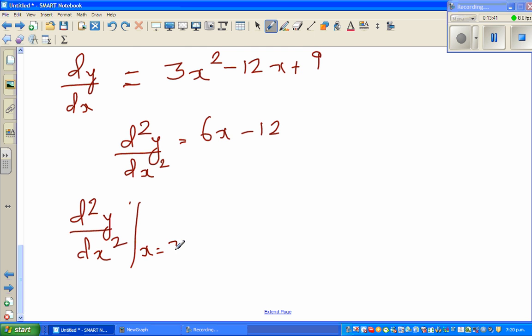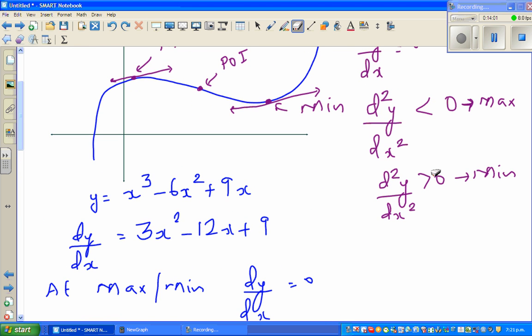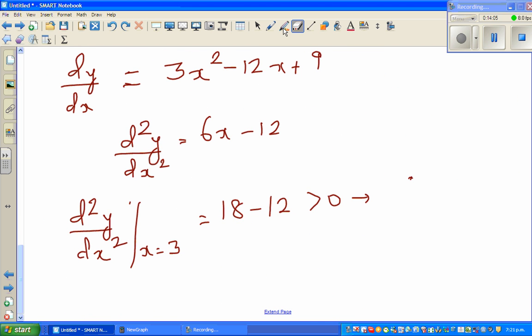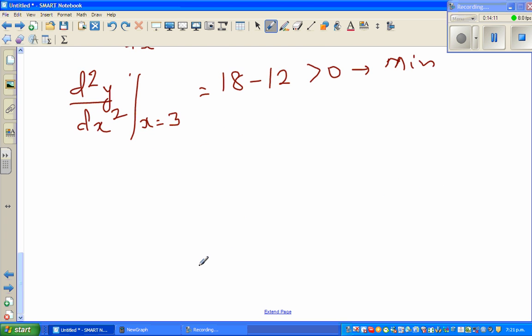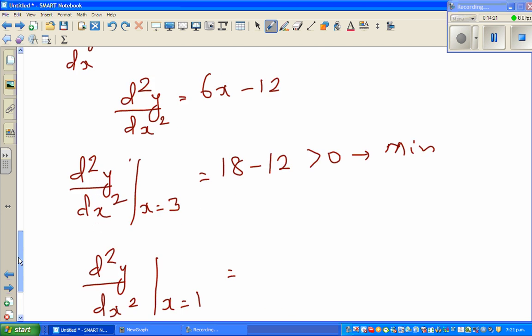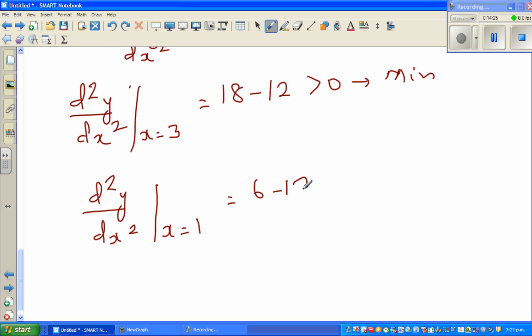Let me find d squared y by dx squared when x is equal to 3. This is 18 minus 12, which is greater than 0. When it is greater than 0, this point is your minimum. Now let me find d squared y by dx squared at x equal to 1, which is 6 times 1 is 6, 6 minus 12 is less than 0. So this is your maximum.